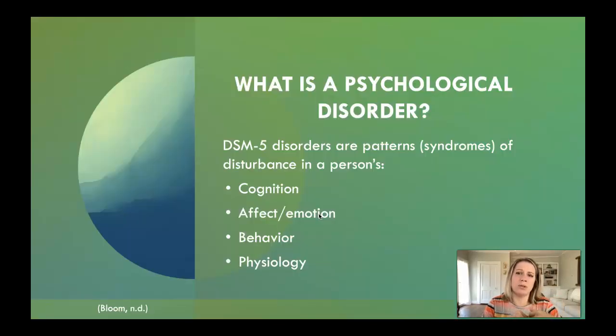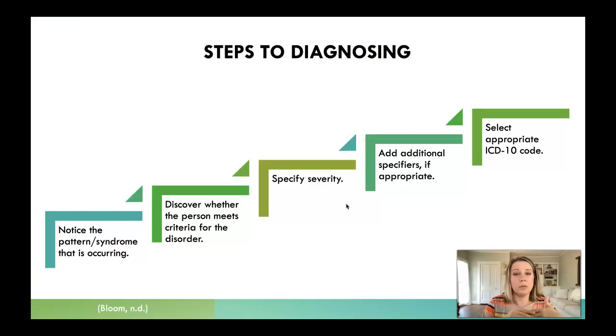The DSM-5 disorders are patterns or syndromes of disturbance in a person's cognition, affect, emotion, behavior, and or their physiology. To properly diagnose a person, there are a whole set of steps that we have to take. We have to look at each of these steps in turn. So the first step is to notice the pattern or syndrome that is occurring. And then we have to discover whether the person meets criteria for a disorder. And we have to specify severity, and then we can add additional specifiers if appropriate. And then last but not least, we can select the appropriate ICD-10 code that corresponds with our diagnosis.